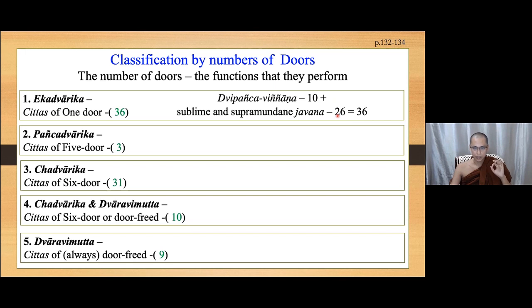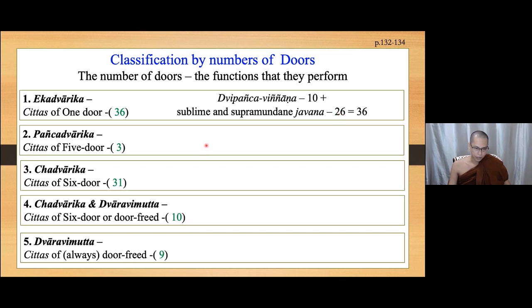So in the seeing process, only the sense-pure Javana are counted. The group of sense-pure Javana are counted. And the sublime and supramundane Javana are an exception in that process, in the five door process. So the 10 are related to the respective doors of the 5 sense doors, and another group, the 26, is related to the mind door.